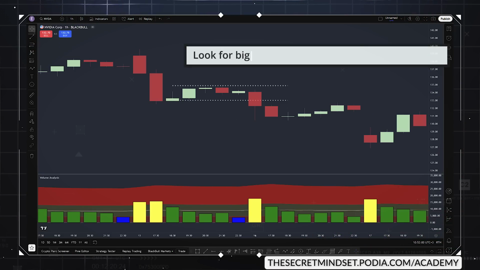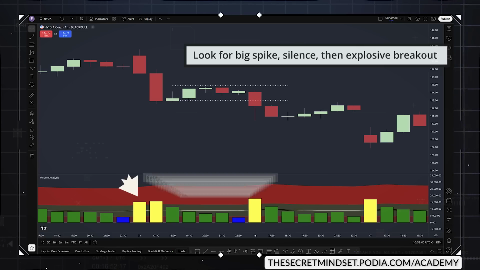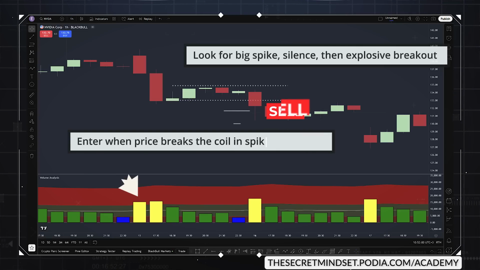This pattern works on all timeframes. You can spot it on a 1-minute chart, a daily chart, even weekly bars. The story is always the same. Big spike, then silence, then explosion. The key is to wait for the breakout.